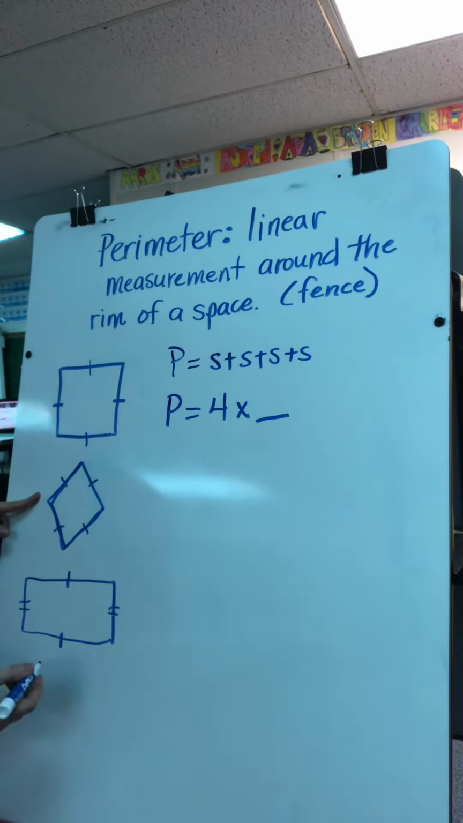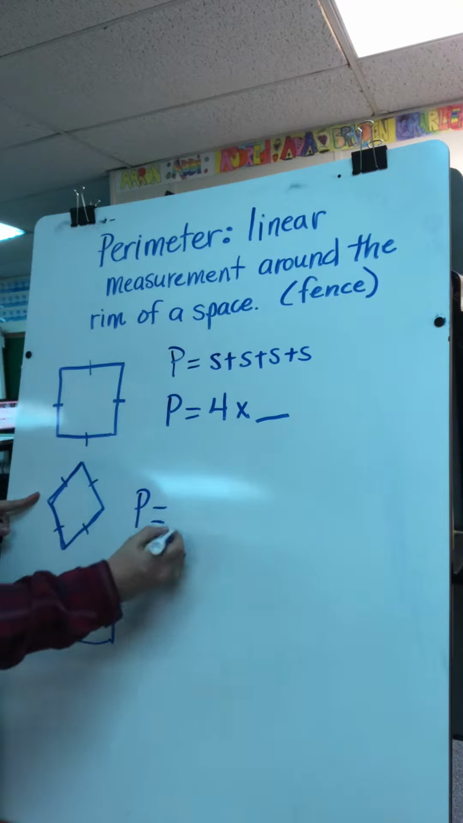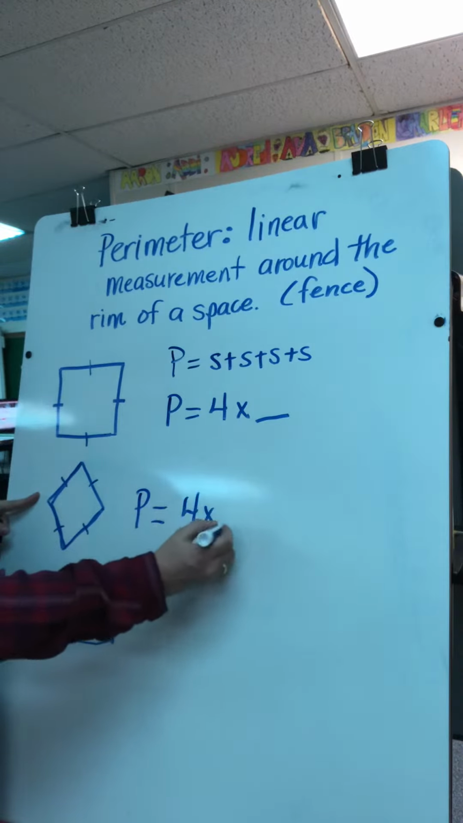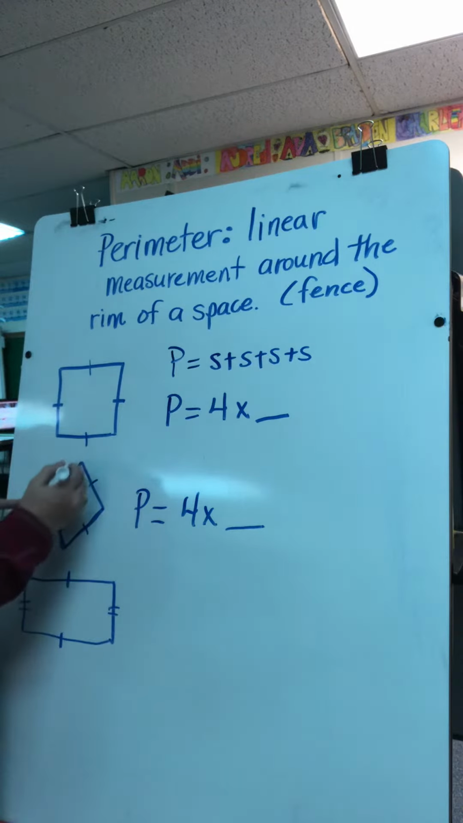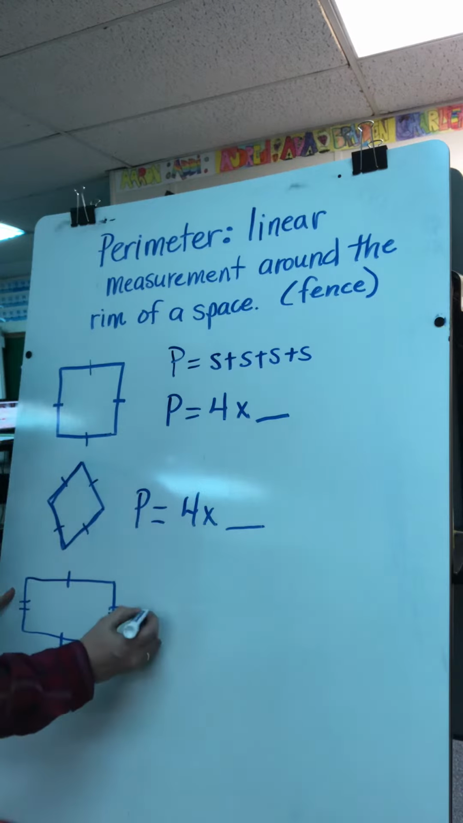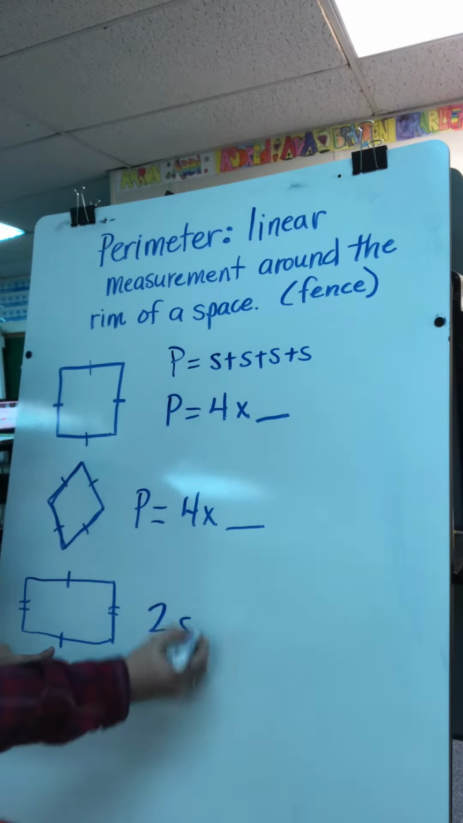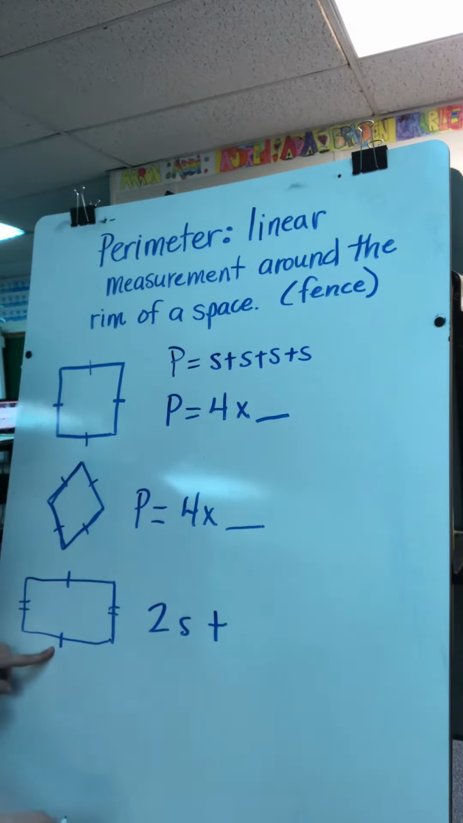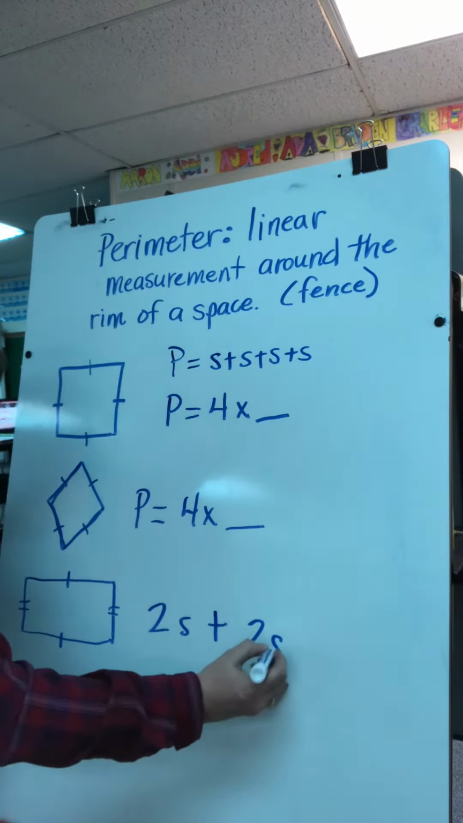And the same would be true on a rhombus because it also has congruent sides. So 4 times the measurement of the one side there as well. And then for a rectangle, we would say 2 times this side, and then we would add that to 2 of the other side.